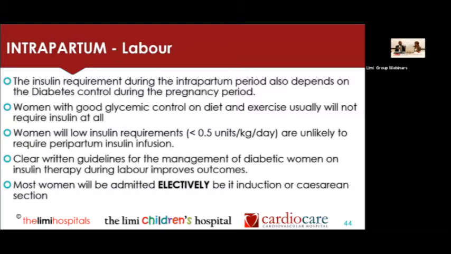Like I stated, it's critical to have guidelines for managing diabetic women during labor and during surgery, and I think we have some of those. So it's important to have that and to follow it and to use it and continue to modify it routinely. It improves the outcomes for patients. I think you've told us about elective induction of labor or elective CS earlier.